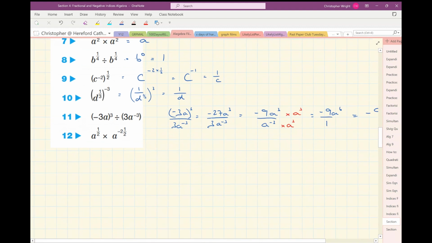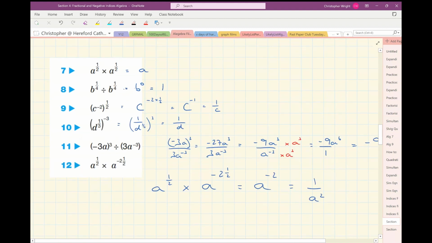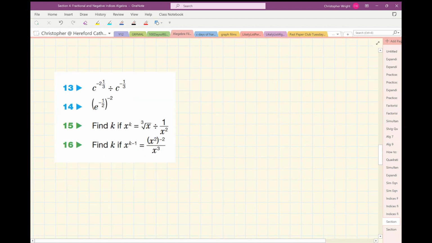And lastly, number 12, a to the power of a half times a to the power of minus 2.5. Well, I'm going to add the indices. So I'm going to have a half plus minus 2.5, which is a to the power of minus 2, which is 1 over a squared. And that's all the questions up to number 12. All right. Number 13.